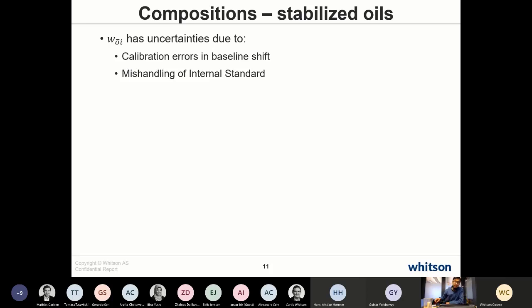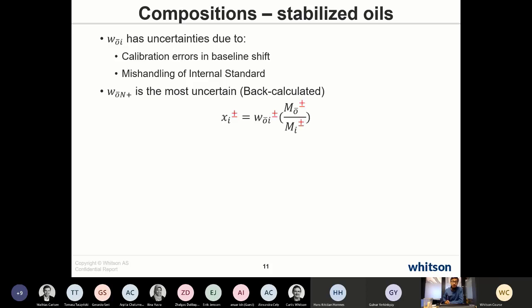So we should be aware that these mass fractions in the flashed oil can have uncertainties due to these two issues. Also, the amount of the heaviest fraction has the most uncertainty, because the area of that component is back calculated, and all the uncertainties may add up in that component area. And again, for the equation of state model calculation, we cannot use the mass fractions, so we have to have mole fractions.